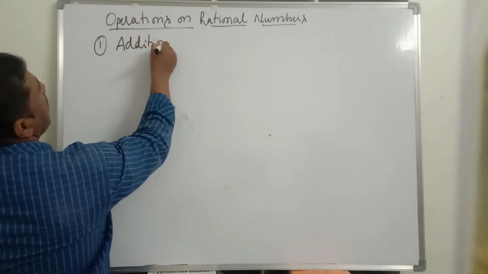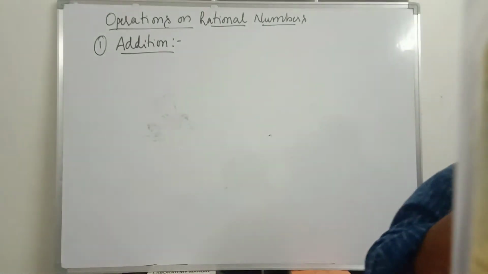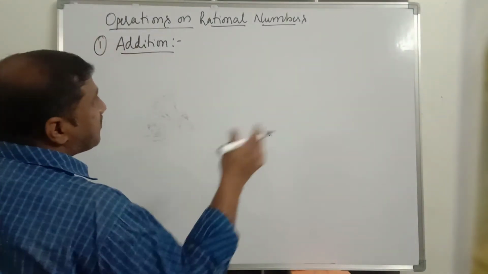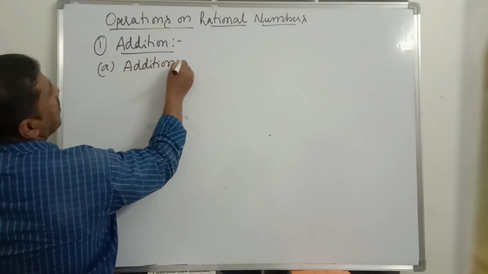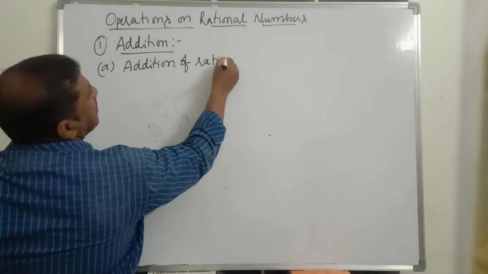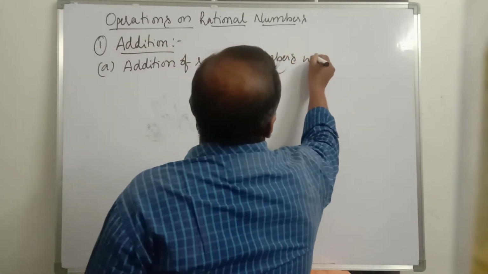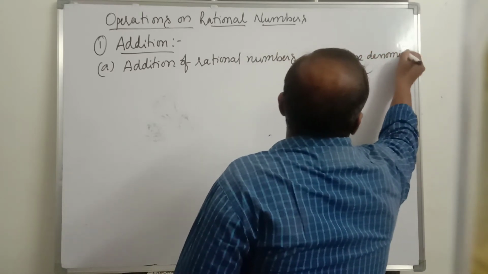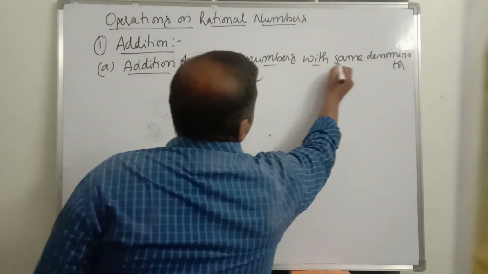of rational numbers. Rational numbers are of two types, that is like rational numbers and unlike rational numbers. First we'll discuss addition of like rational numbers, that is addition of rational numbers with the same denominator. How do we add the rational numbers with the same denominator?